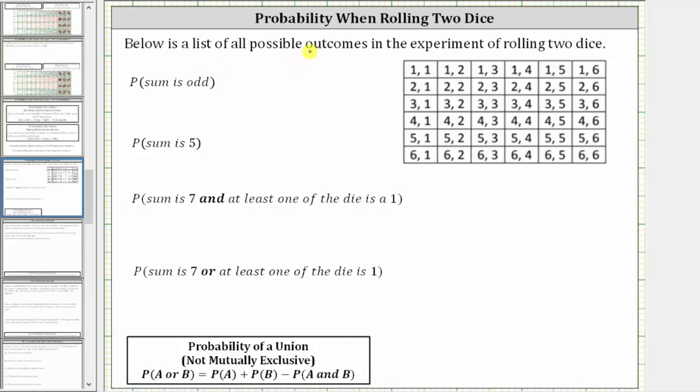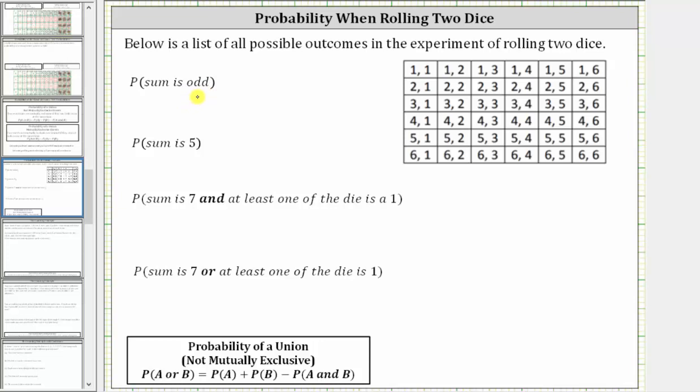Below is a list of all the possible outcomes in the experiment of rolling 2 dice. Notice how we have a total of 6 times 6 or 36 possible outcomes. We're asked to use the table to determine the following probabilities. We're first asked to determine the probability the sum is odd.